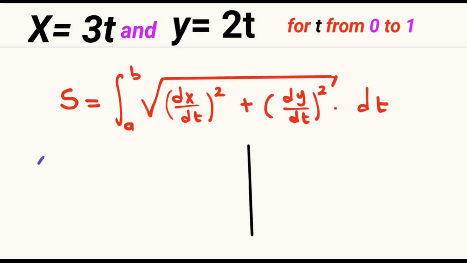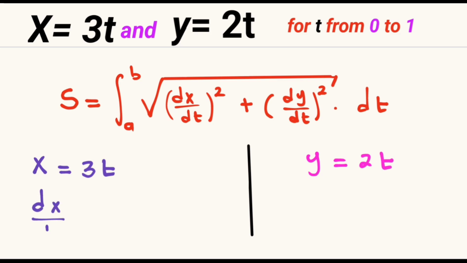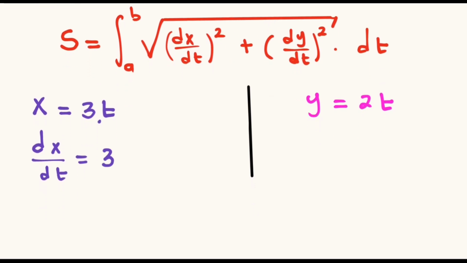We have x, which is equal to 3t, and our y is equal to 2t. We first start by differentiating x with respect to t, and the derivative of 3t is equal to 3, and inside the square root, dx over dt is squared, so we also have to square the derivative of x with respect to t. And what we do on the left, we do on the right. So even the 3 will be squared, and 3 squared is equal to 9.